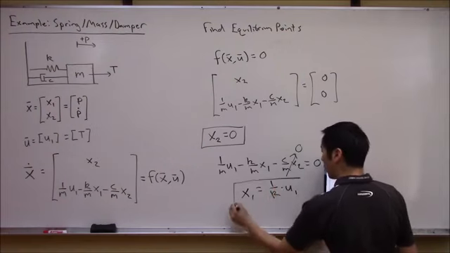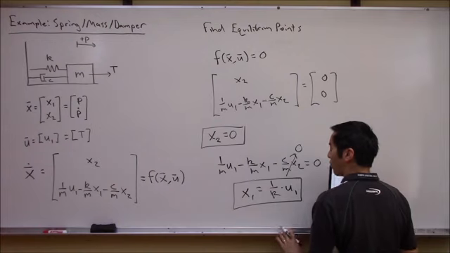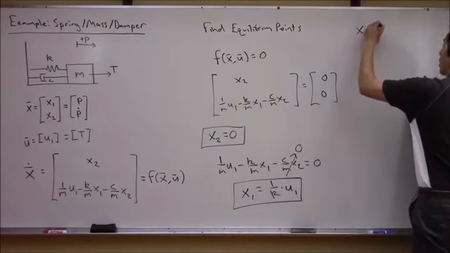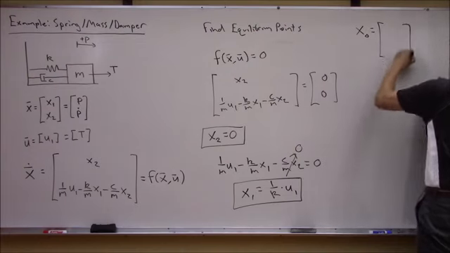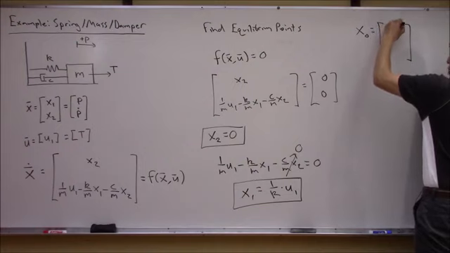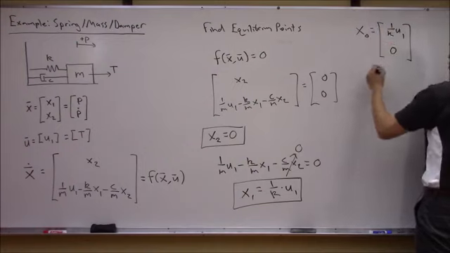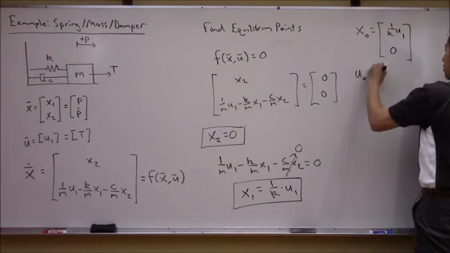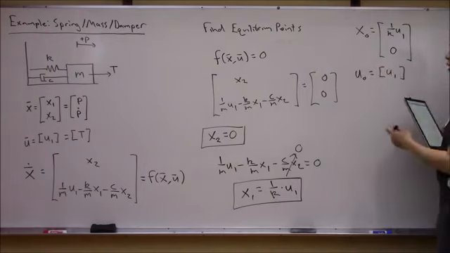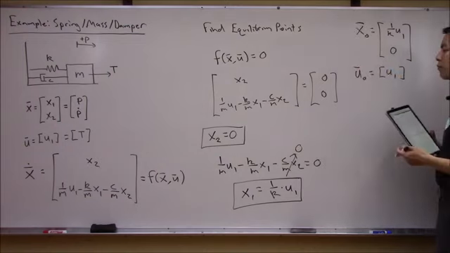Right? So here's the relationship for our equilibrium point. We can see that the equilibrium point we achieve for this system is x1 has to be 1 over k times u1, and then 0, and then u1 can be free. As long as we satisfy this, these are the equilibrium points for the system.